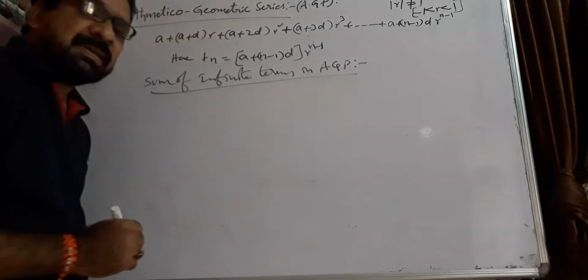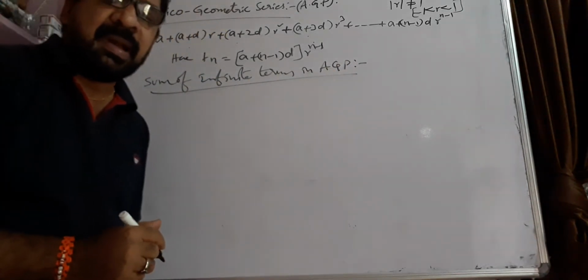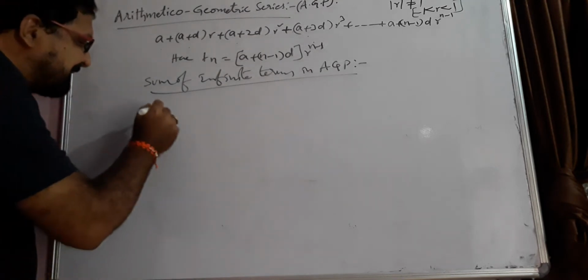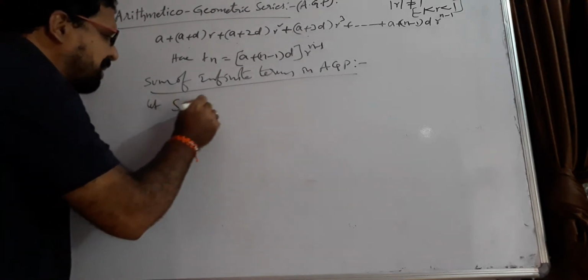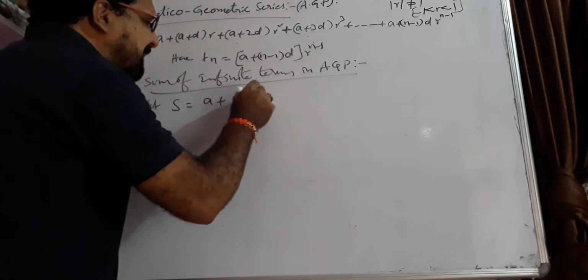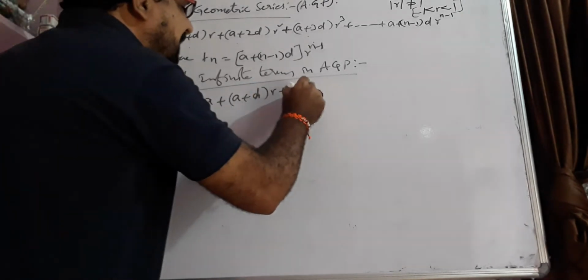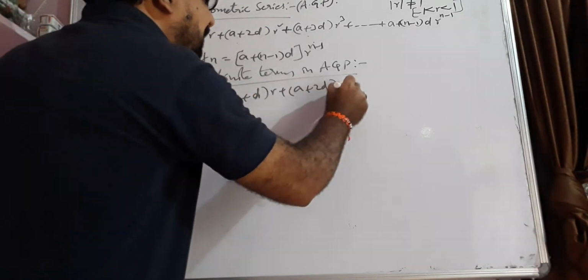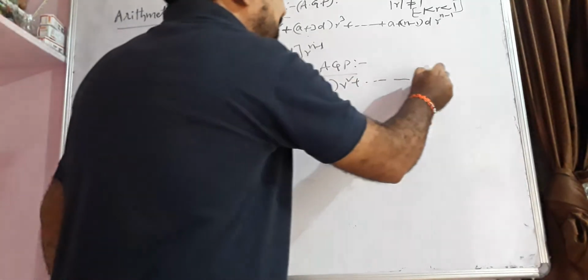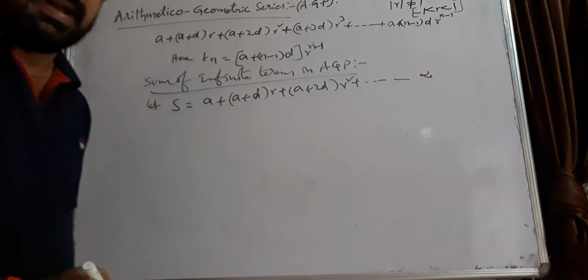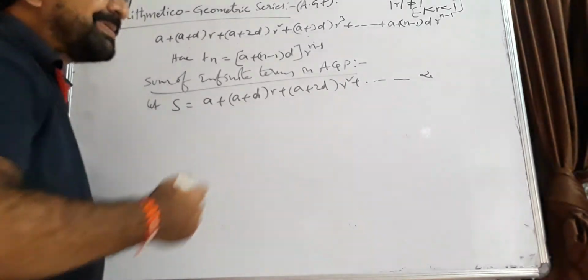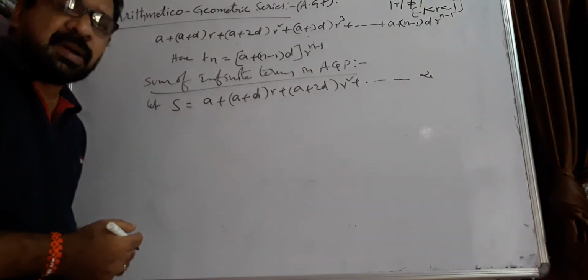If you want to find the sum of infinite terms in AGP, we need to take one AGP. Let S be equal to A plus D into R plus A plus 2D into R square plus and so on to infinity. The number of terms will be infinite. Here R is the common ratio.